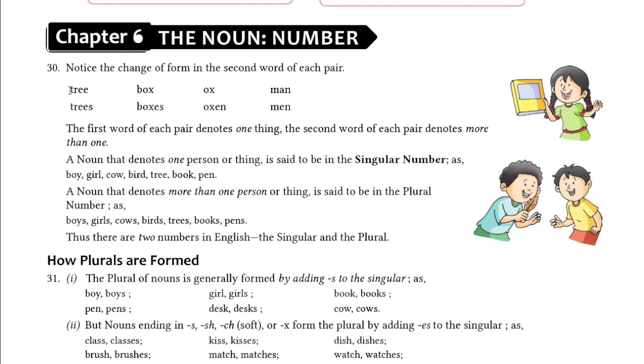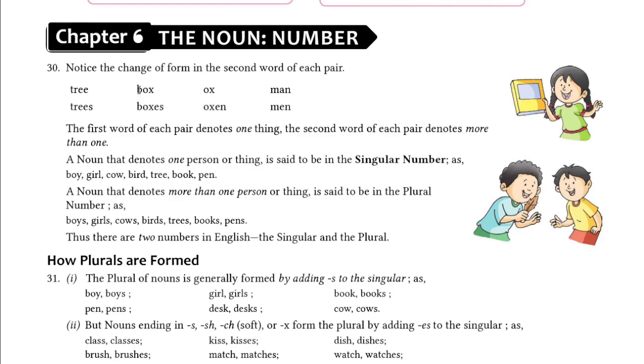Pairs of nouns can be seen. Look at this very first pair, tree and trees. Both are nouns, but the first noun in this pair denotes one thing, and the second noun in this pair denotes more than one thing. A noun which denotes one thing is a noun in singular number, and a noun which denotes more than one thing is a noun in plural number.